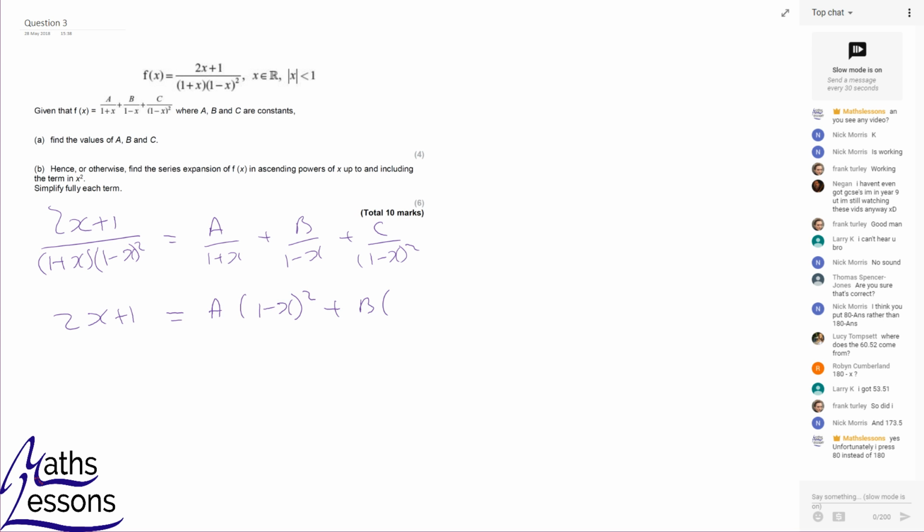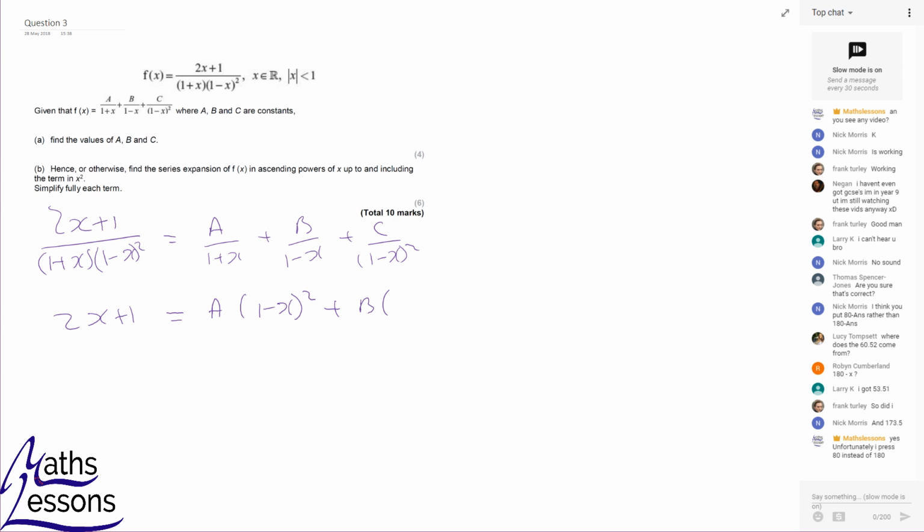So if we let x equal 1, we get 3 on the left hand side. That's going to be 0, that's going to be 0, so that's just going to give me 2c. So therefore c will equal 3 over 2.